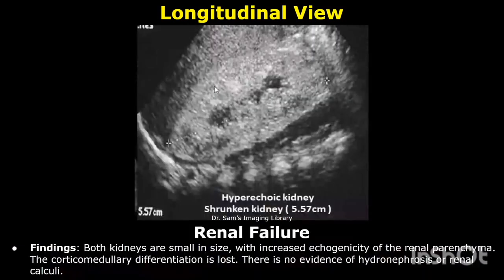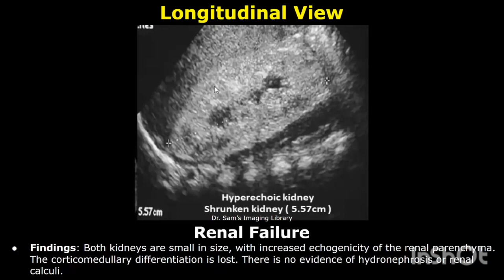Here is a case of renal failure. On ultrasound, the findings can be small size of both kidneys with increased echogenicity of the renal parenchyma. The corticomedullary differentiation is lost.